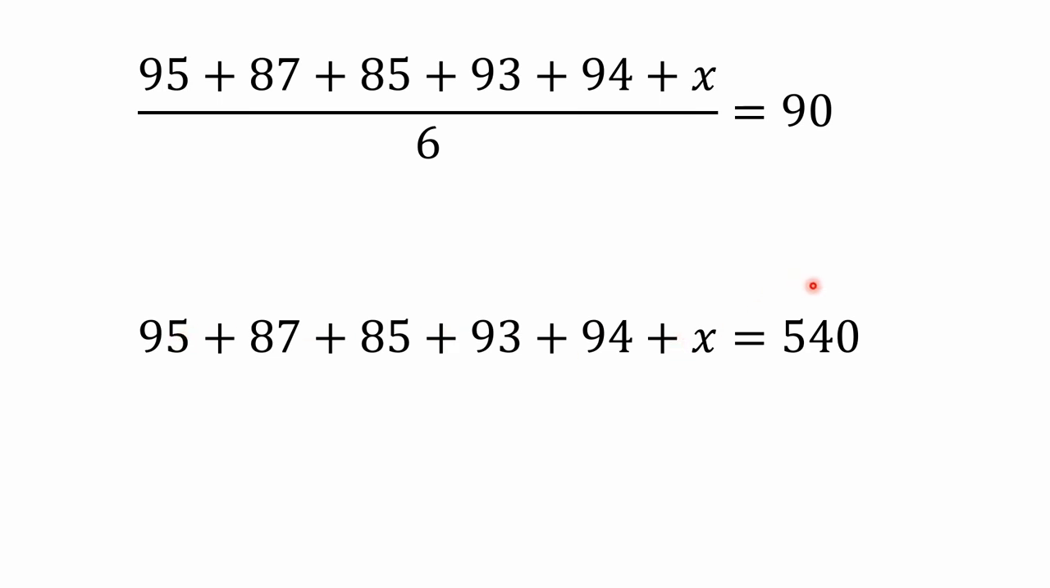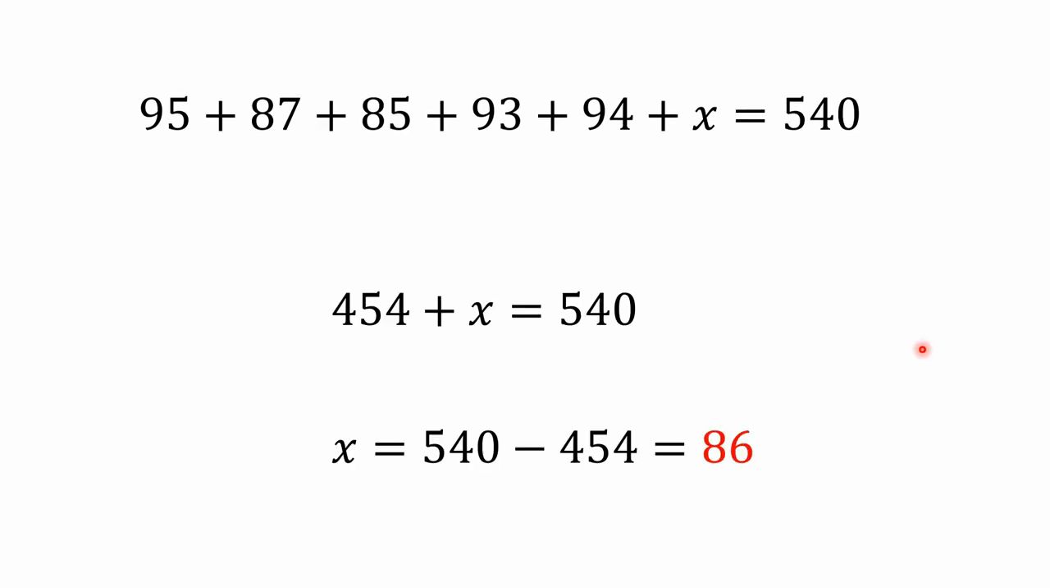Now on the right side, what is 90 times 6? We're going to multiply the right side by the same value. So 90 times 6 is 540. I hope you understand that. Whatever you do on the left side of an equation, you have to do the same thing on the right side to keep everything equal. So all we're doing is multiplying both sides by 6. So we get 95 plus 87 plus 85 plus 93 plus 94 plus x equals 540.